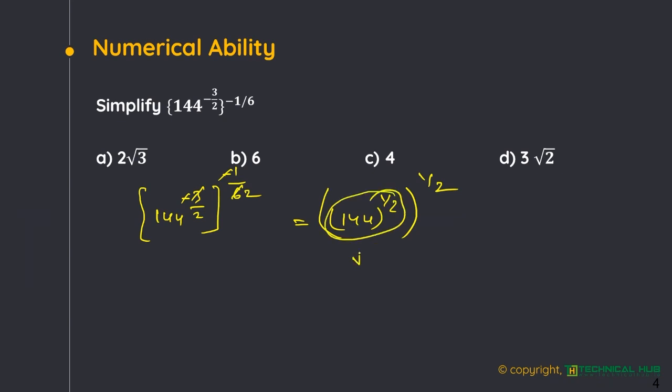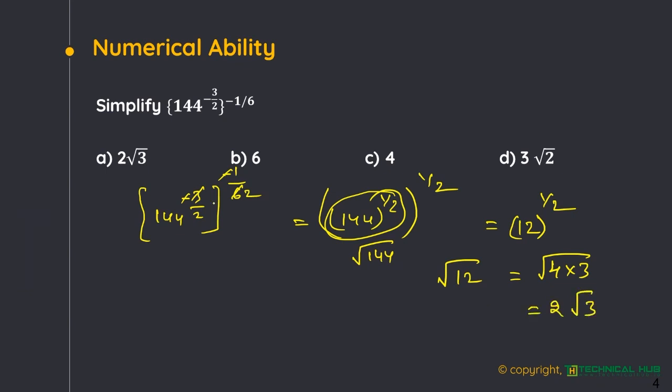Square root of 144 is how much? 12, and to the power of 1 by 2 is nothing but again the square root of 12. Square root of 12 is not a perfect square. So how can you write this 12 as 3 into 4, right? Root 4 is nothing but what? 2. So 2 root 3. Option A is the right answer. All these are simplifications.